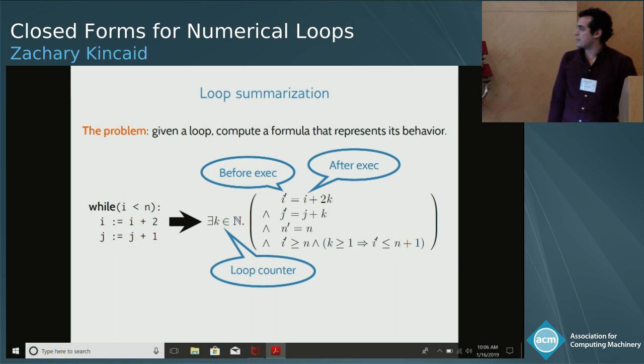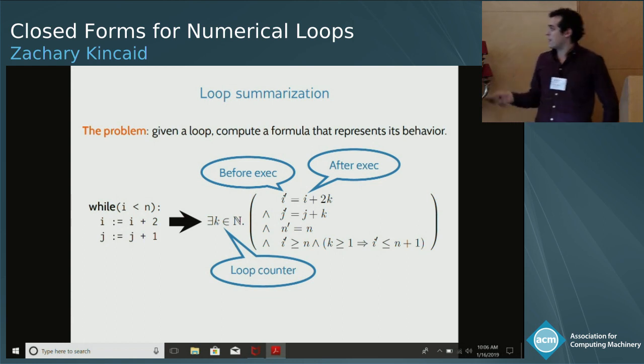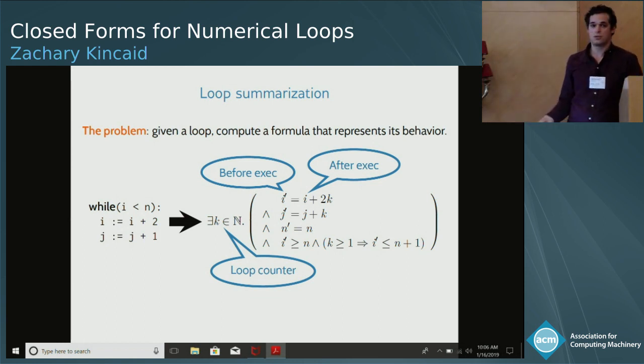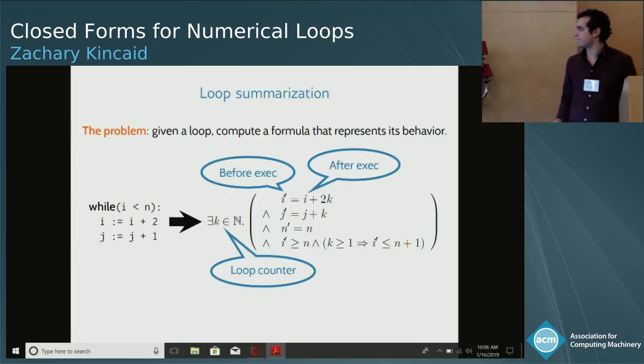I might summarize that by the formula: there exists some natural number k, representing the number of iterations of the loop, such that i' is equal to i + 2k, indicating the value of i after executing the loop is the value of i before the loop, plus 2 times the number of times I execute the loop. j' is equal to j + k, and so on.